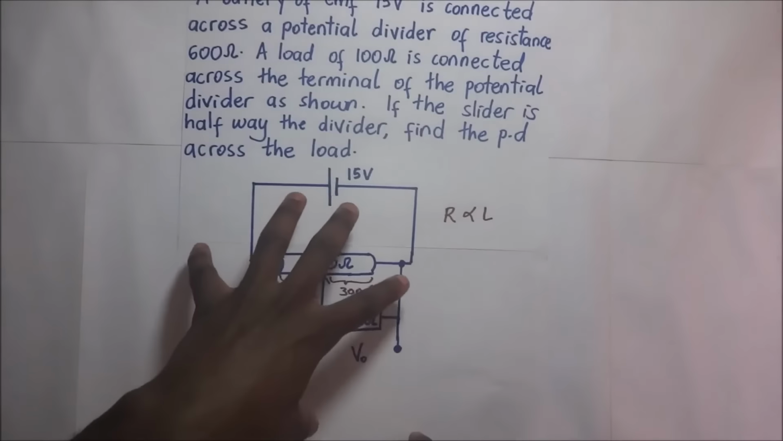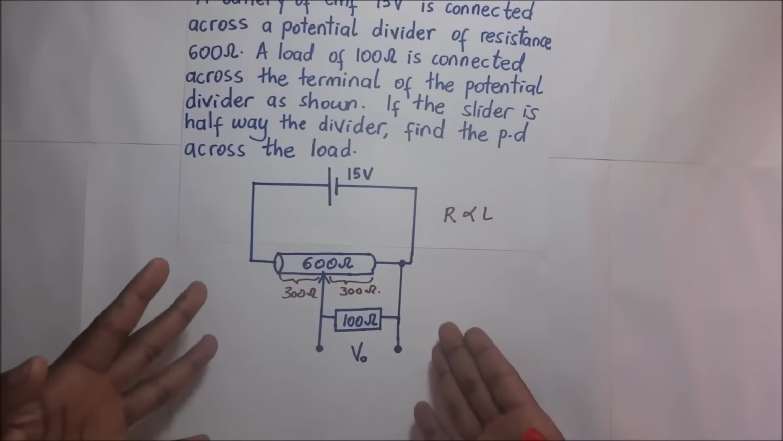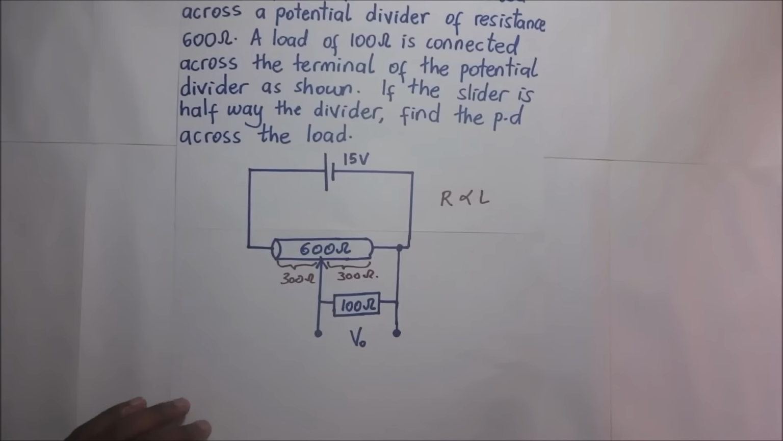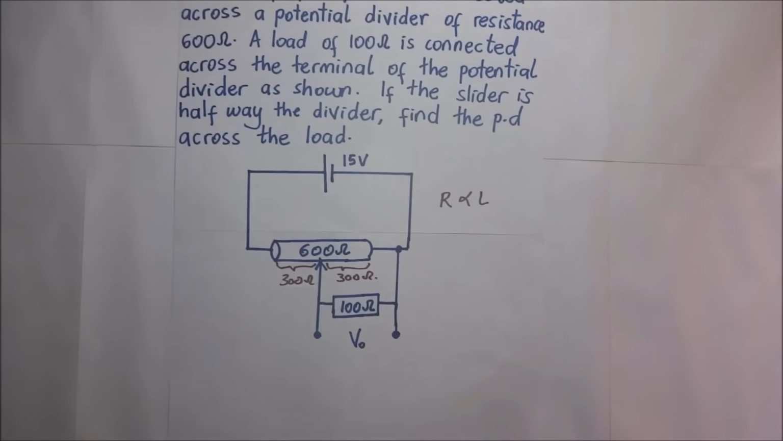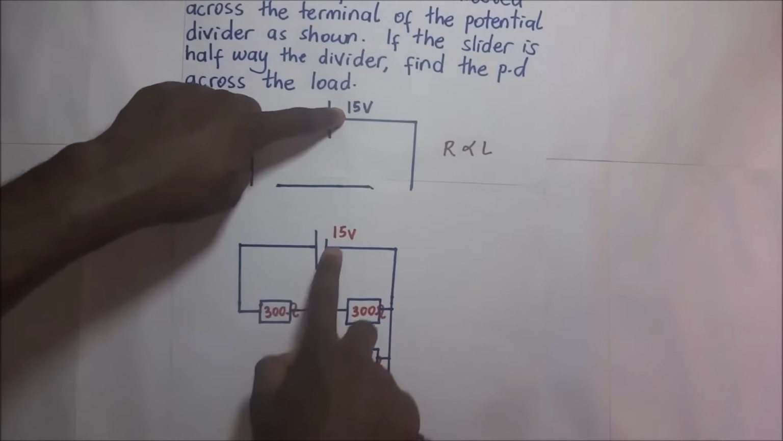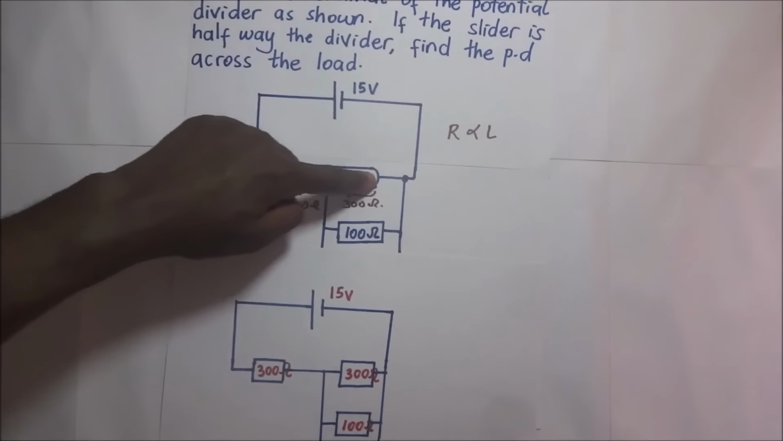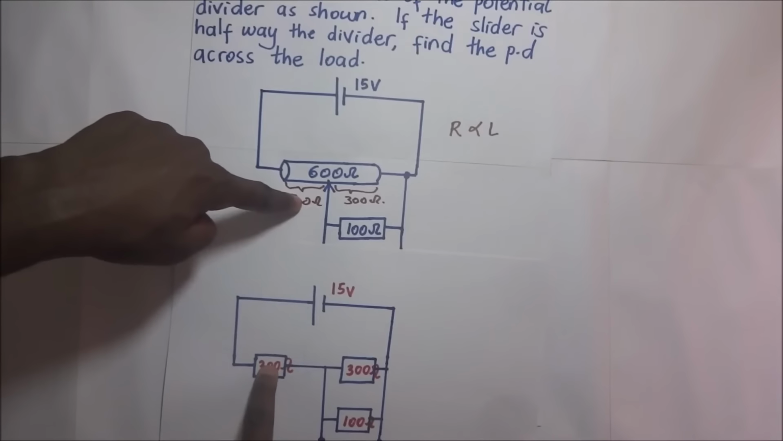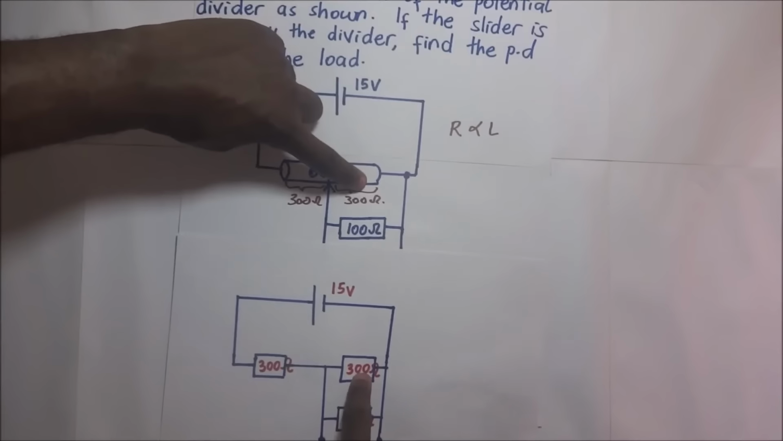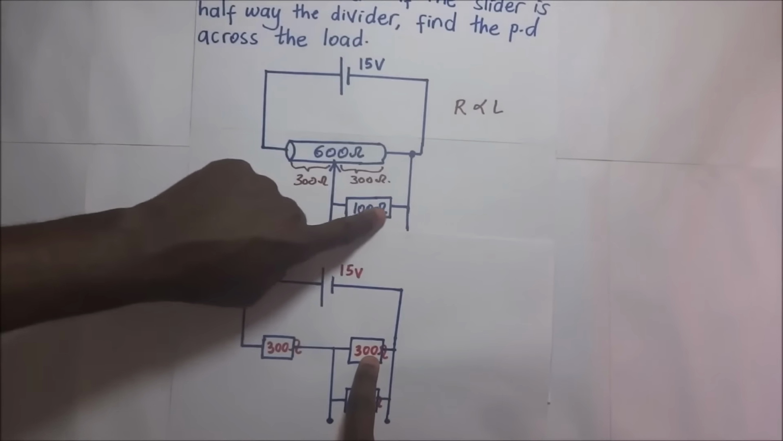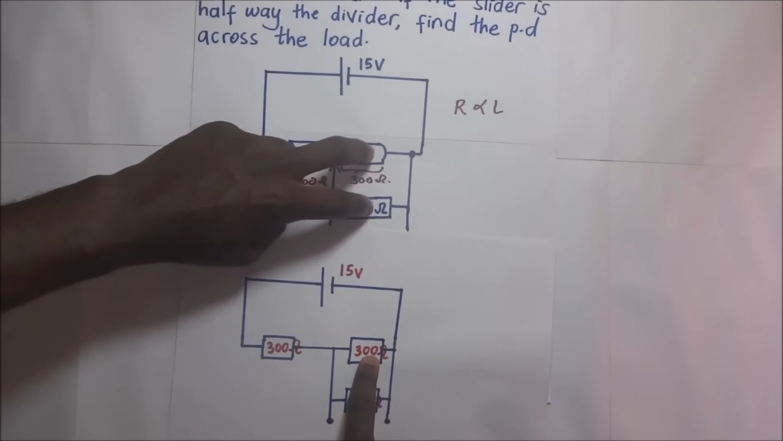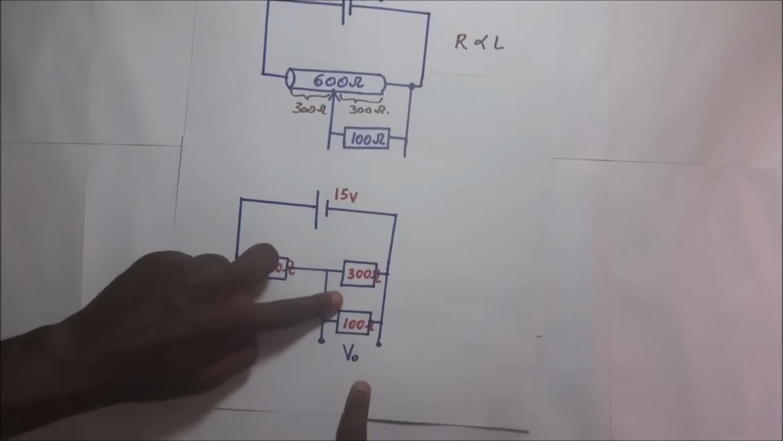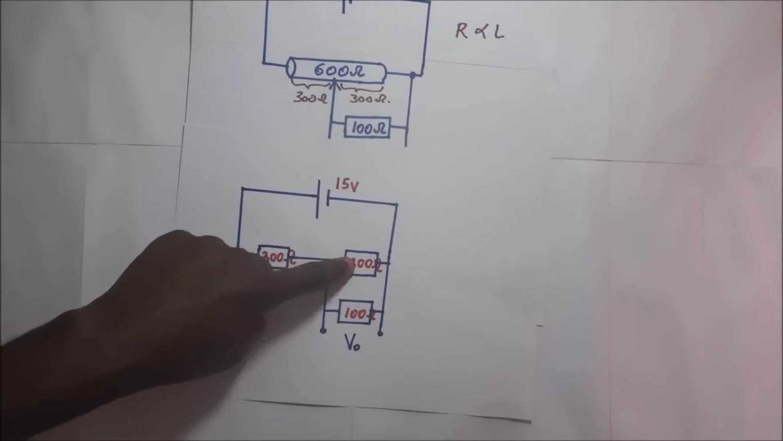So still, if we are to remodel this diagram to draw it again so that it makes more sense for some of us that are just looking at this for the first time, this is how it would look like. We're having the 15 volts right there. This is the 600 ohms, but since the slide wire is in the middle, this portion is 300 ohms right there, and this other is also 300 ohms. Then we have 100 ohms, which is the load that is put across, that is in parallel with this. We have 300 right there, and then the 100 ohm load right there.